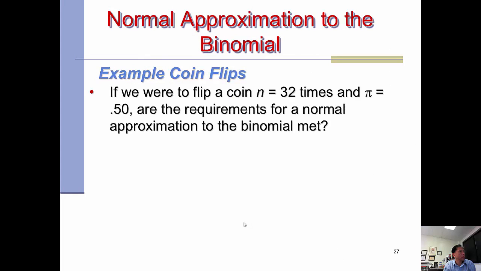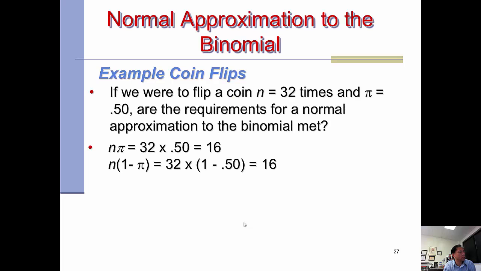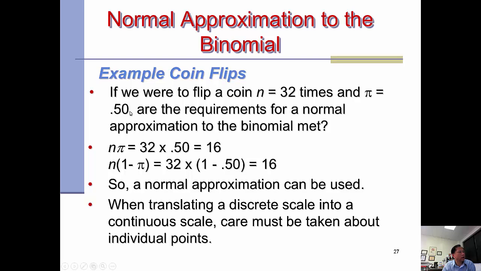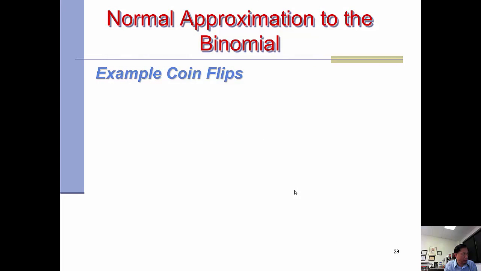Okay. In the case of coin flipping, for example, if you flip a coin 32 times and pi is 0.5, this is binomial, right? Can we use normal approximation to the binomial? Since n times pi is 16 and n times 1 minus pi is 16, they both are over 10, so we can use normal approximation. And then we can translate this discrete scale into a continuous scale, and then we can calculate.